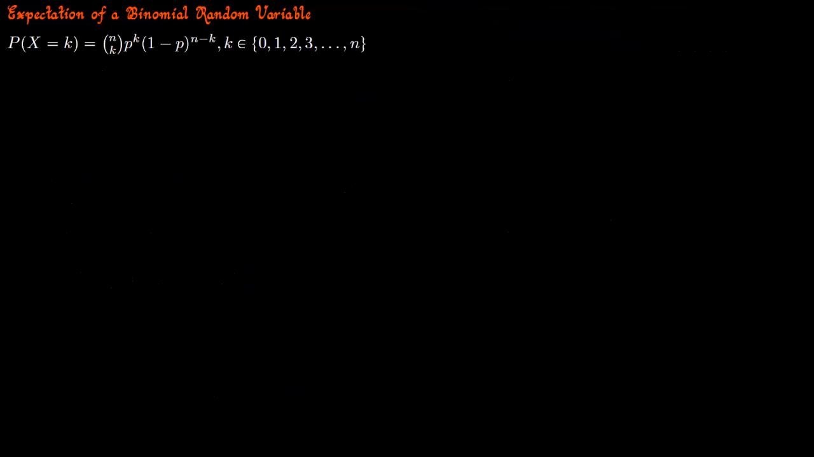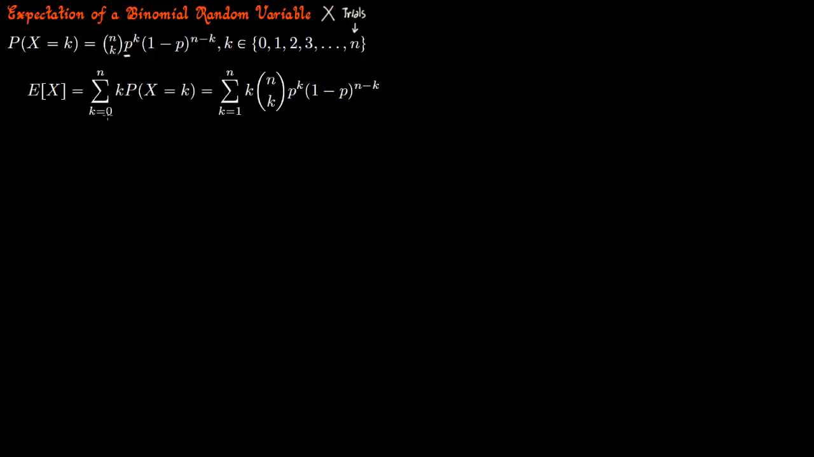We now talk about expectation of a binomial random variable X. So the probability that X is equal to k is given as n choose k, p to the power of k times (1 minus p) to the power of n minus k, where k could take value 0 or 1 or 2 or 3 all the way to n. Here n stands for the number of trials, and p stands for the probability of success.